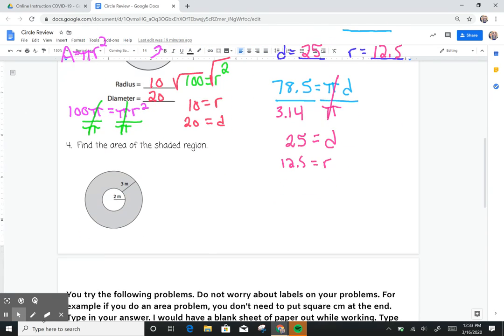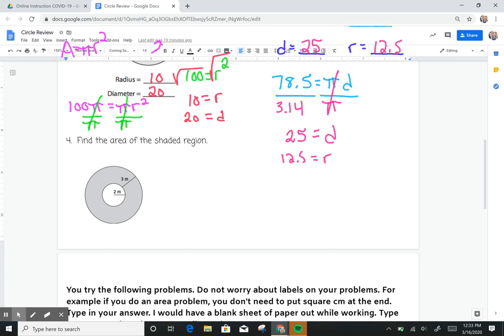All right, let's try the last one. Number 4. It says find the area of the shaded region. So I want this big circle. I can see these are 2 different circles. I can see the shaded part is 1 circle, right? And then it looks like they put something right in the middle of that circle. They put a smaller one. So I had to look at these as 2 different figures.